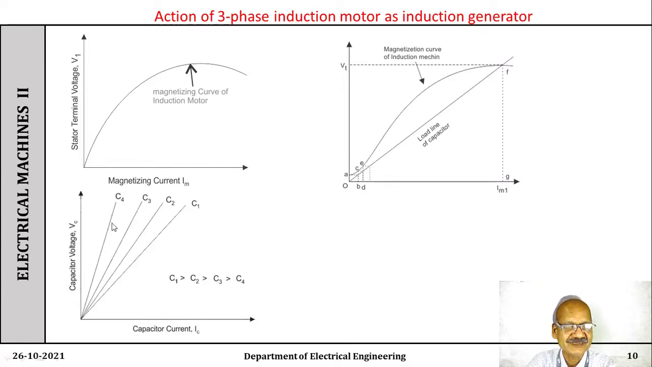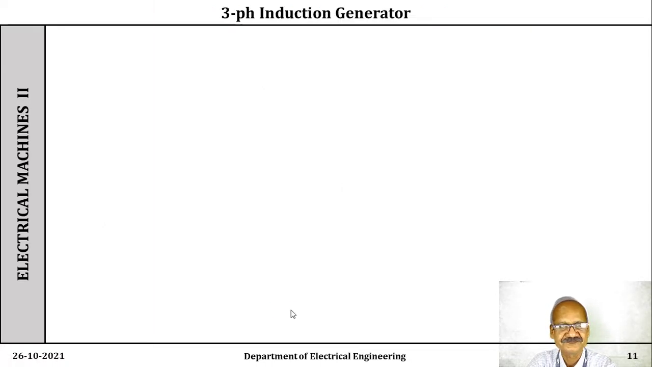Now what capacitors are required? See, the capacitor current is on the x-axis and the capacitor voltage is on the y-axis. The current equals omega CV, that means current is directly proportional to the capacitance value. Now here, C1, see, as capacitor current is higher, the capacitance value is also higher. That's why C1 is greater than C2 is greater than C4.